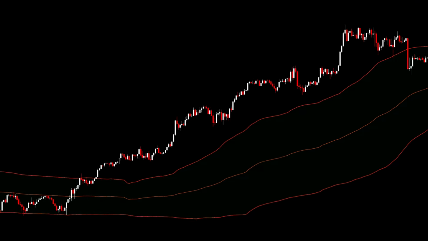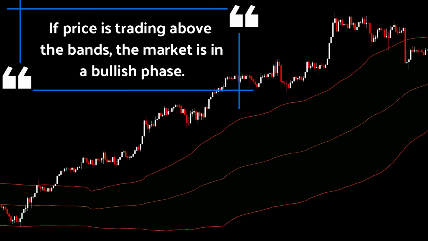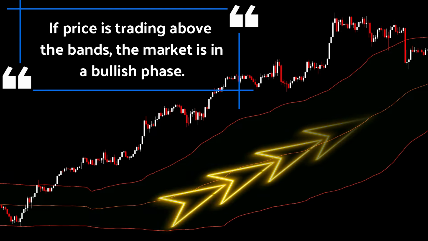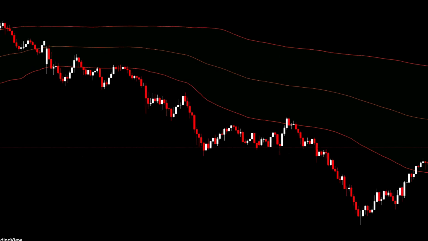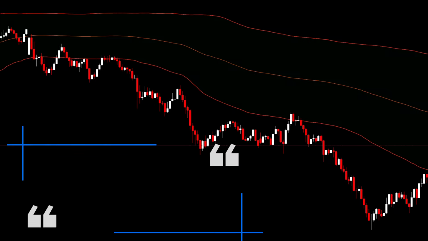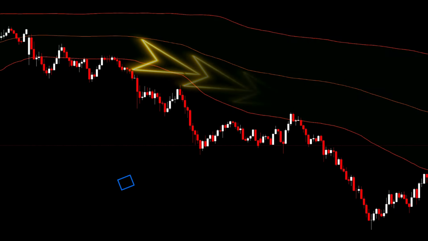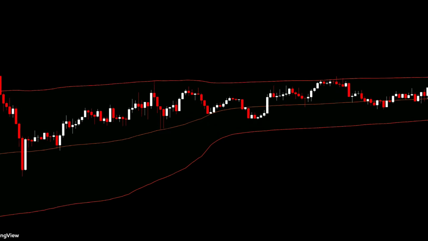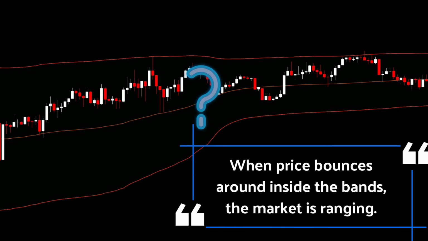Here's the core principle. If price is trading above the bands, the market is in a bullish phase. Everything is leaning upward. If the price is below the bands, the market is bearish. And when price bounces around inside the bands, the market is ranging. No clear trend, just sideways movement.